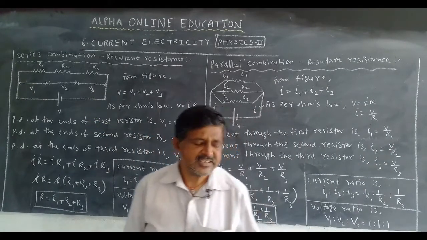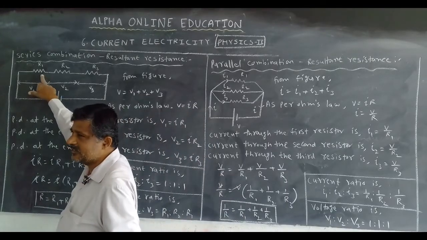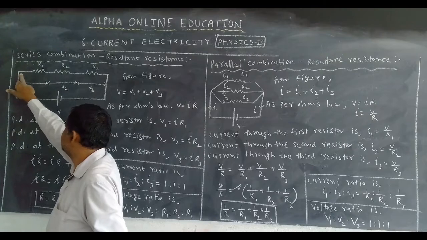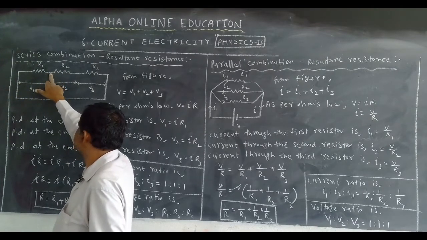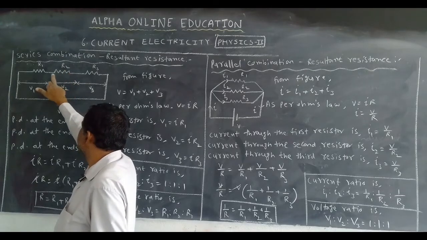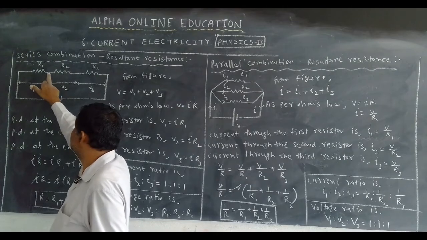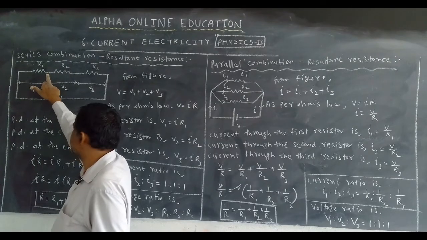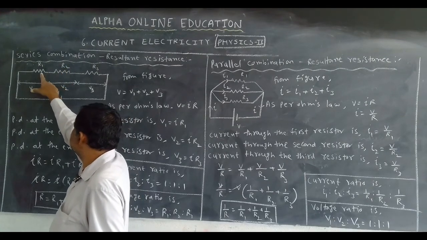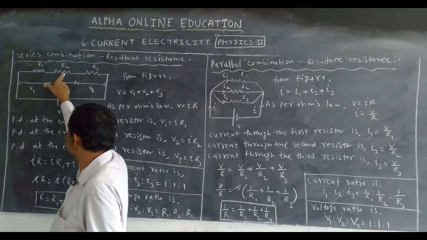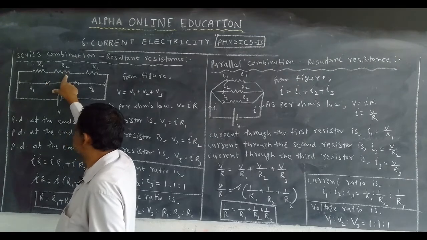series, what is the meaning of series? This is the first resistor. This is the symbol for resistor. This is the first end. This is the second end. Second resistor. This is the first end. This is the second end. The second end of any instrument is connected to the first end of another instrument. This instrument's second end is this. This instrument's first end is this. This is called series.